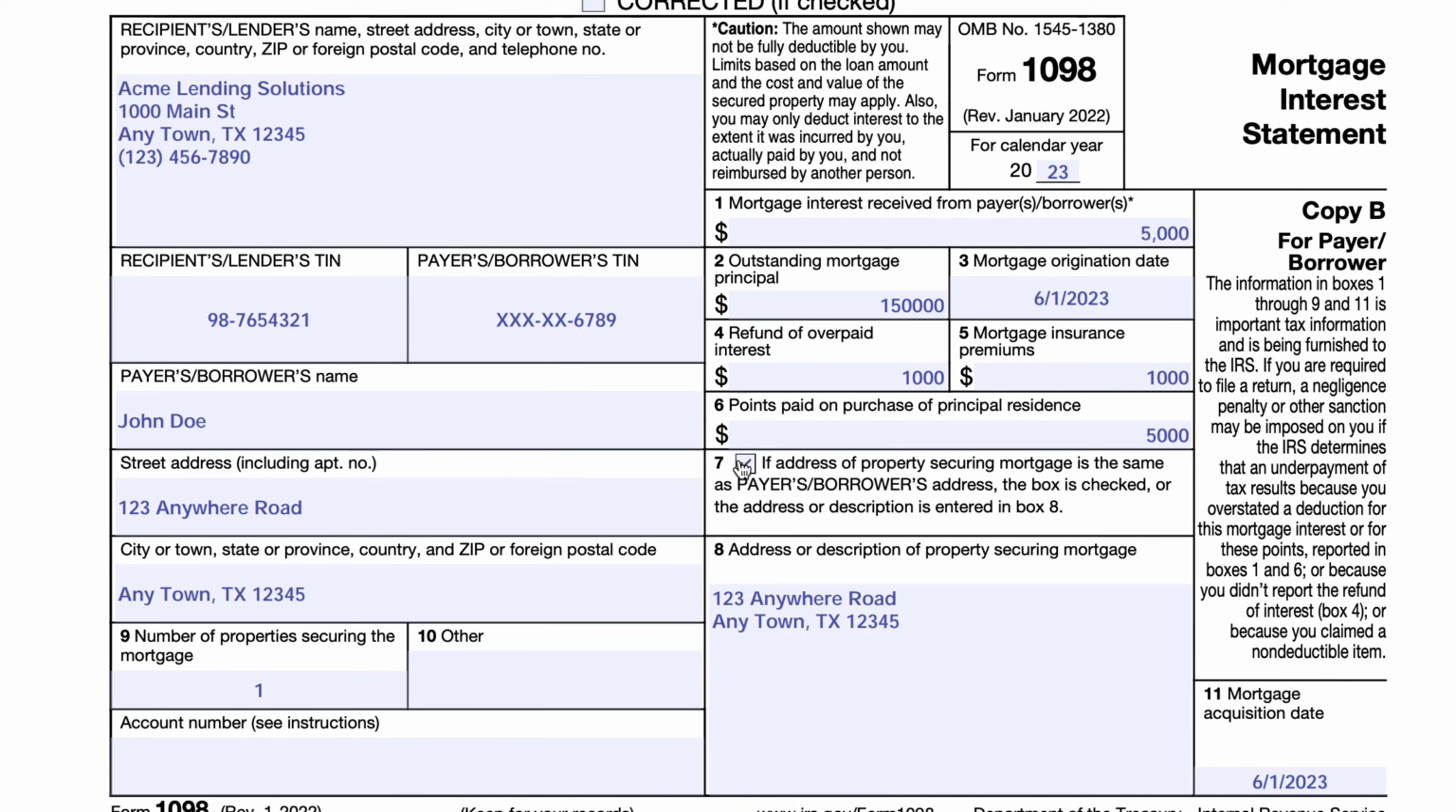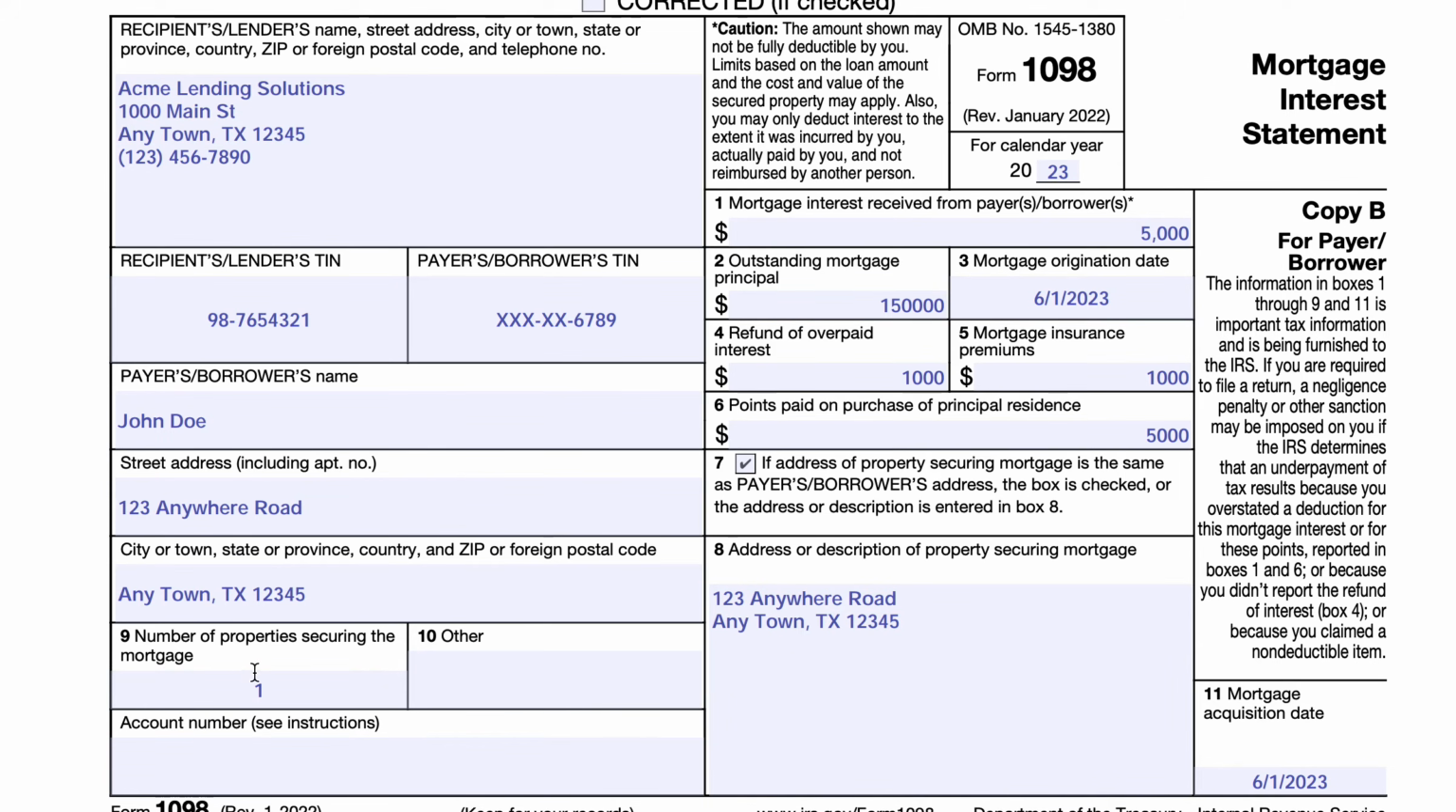And if this box is not checked, then one of two things. Either this is a different address from this one, and that different address will be reflected here, or this address is the same and it will be reflected here. But if box 7 is not checked, there should be something in box 8. And if box 7 is checked, then you might not see anything in box 8, and that's okay.